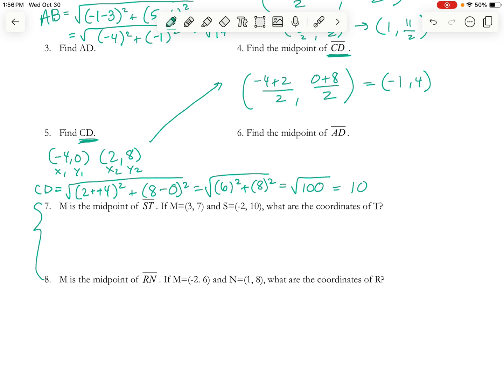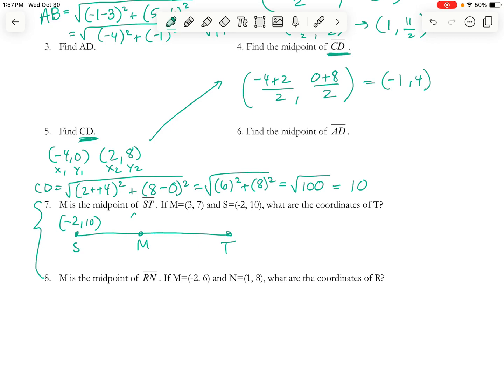So most people who read this problem quickly just start adding these together, dividing by 2. But you'll notice that's actually not what we were given. We were given that M is the midpoint of ST. So we know S is (-2, 10), and we know M is (3, 7). If you plug this into the midpoint formula, you're going to get this point right here, which is not what we're looking for.